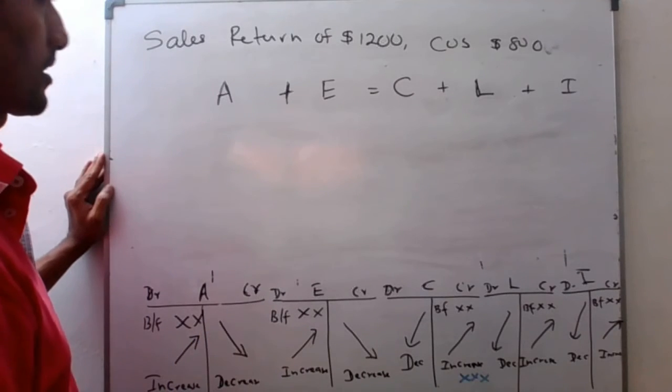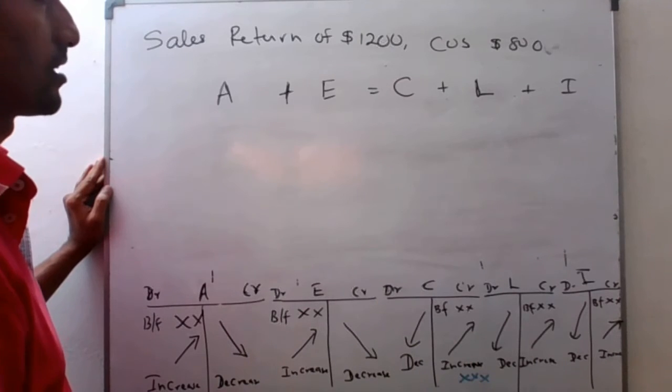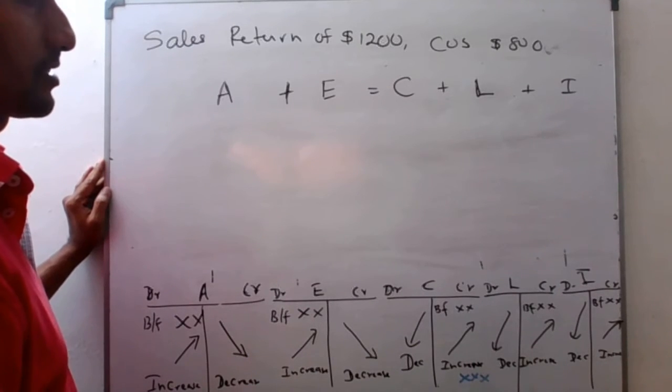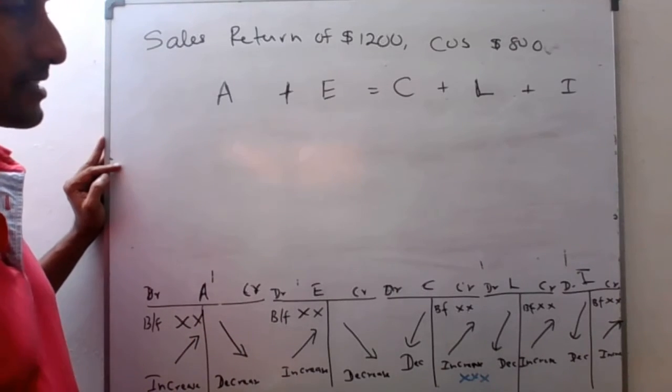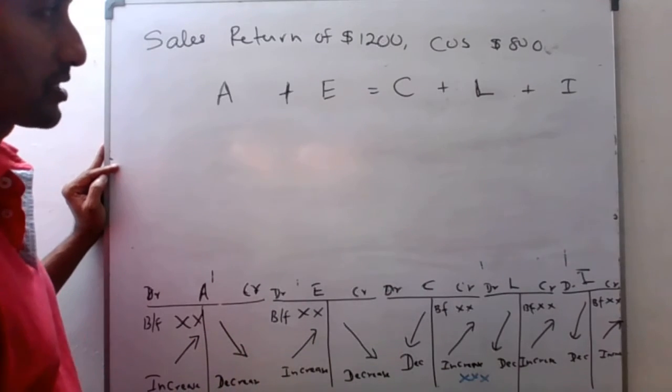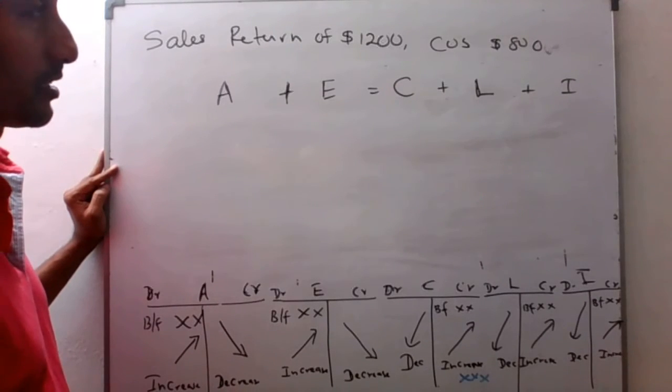Let's learn about the next transaction. Sales return of $1,200. Cost of sale is $800. Now when businesses are making cash or credit sales, because of many reasons, the stocks are going to be returned. So sales are going to be returned.